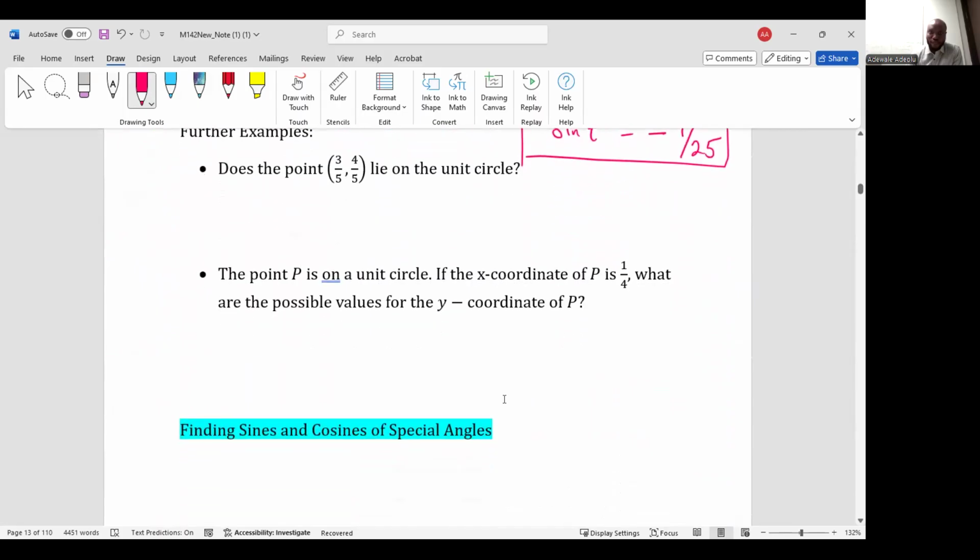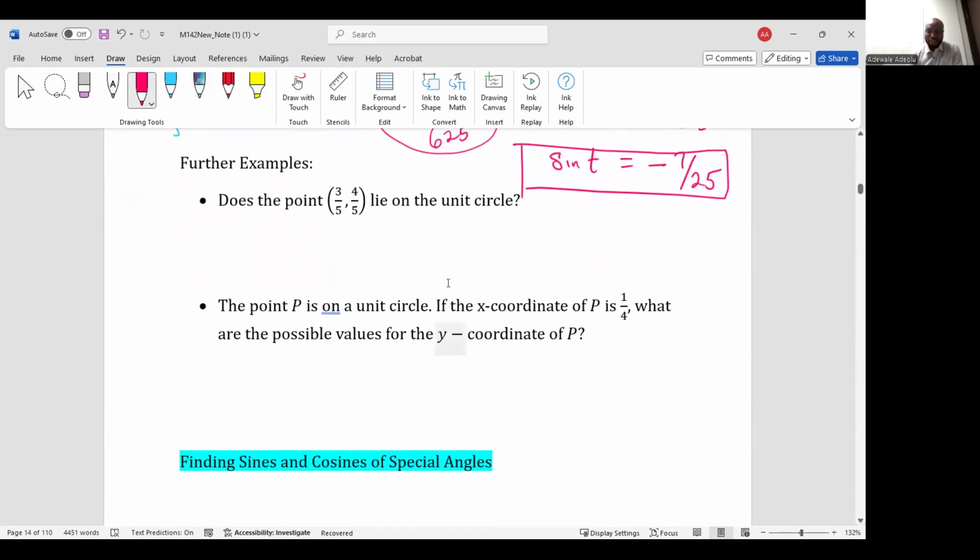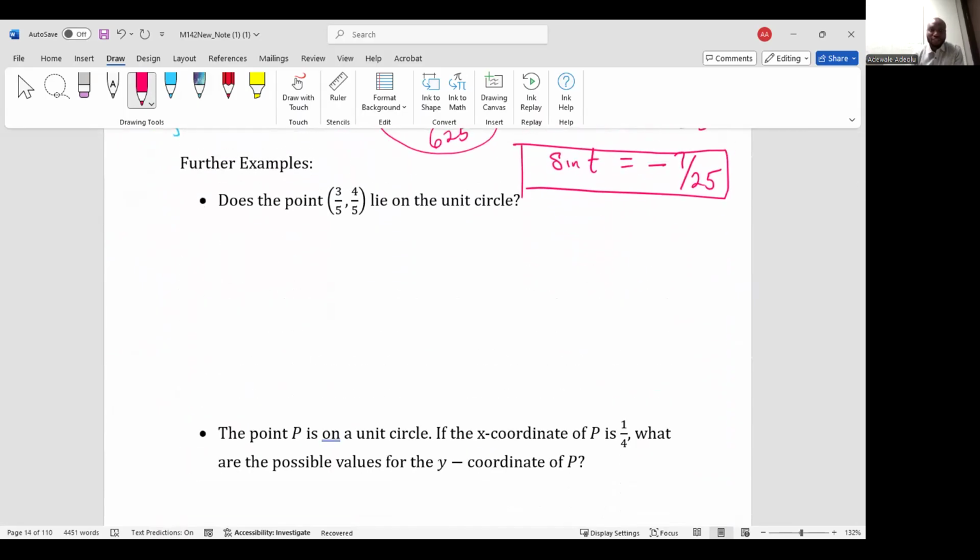You solve it again. Now let us look at this example. Does this point lie on the unit circle? How do we know that a point lies on the unit circle? We know that this is x, we know that this is y, or you call it cosine of angle t or sine of angle t. We know that if I add the square of both components together, it must give me 1. So let us see, maybe that is the case.